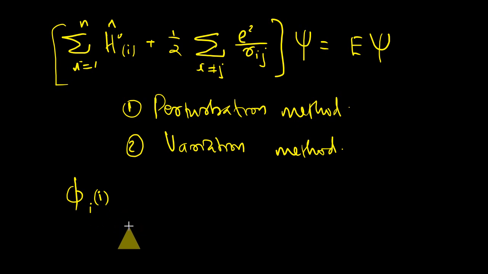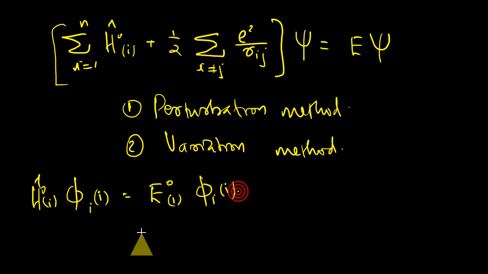So phi I is an eigen function, and this is an eigenfunction of the unperturbed Hamiltonian. That is, it is an eigenfunction of h cap 0 I. അല്ലേ I എന്ന് പറയുന്ന ഇലക്ട്രോൺ, വൺ ഇലക്ട്രോൺ അല്ലെങ്കിൽ ഇൻഡിപെൻഡന്റ് ഇലക്ട്രോൺ, ആ ഇൻഡിപെൻഡന്റ് ഇലക്ട്രോണിന്റെ ഹാമിൽട്ടോണിയൻ ആണ് h cap 0 I എന്ന് പറയുന്നത്. So h cap 0 I phi I is equal to EI 0 phi I, അല്ലേ.